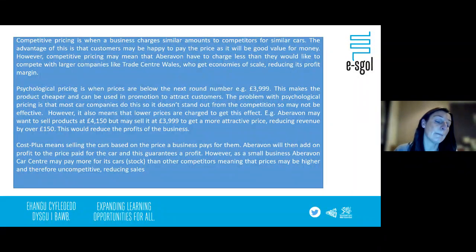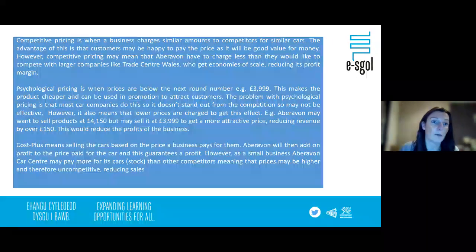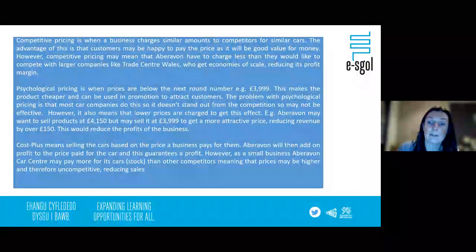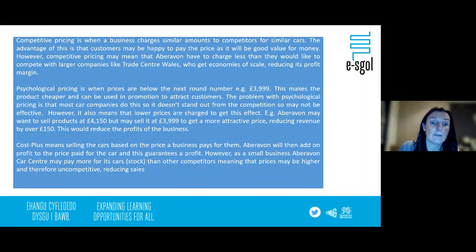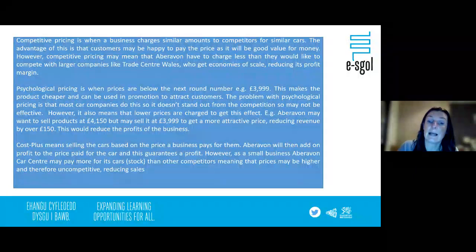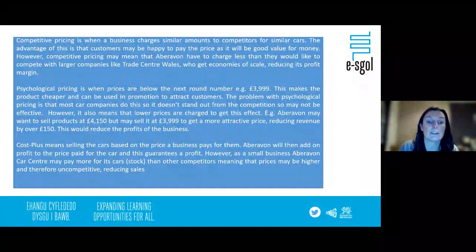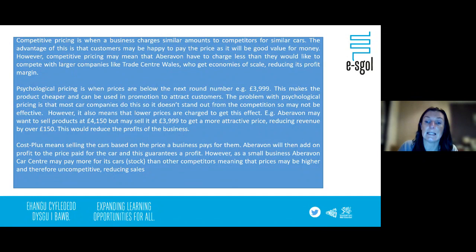And then you've got, and again, you could have talked about any of the pricing strategies, I chose these three, cost plus pricing. Cost plus pricing means selling the cars based on the price the business pays for them. And then Aberdaron will then add on a profit to the price paid for the car, and this guarantees a profit. However, as a small business, Aberdaron Car Centre may pay more for its car stock than other competitors, meaning that prices may be higher and therefore uncompetitive, reducing sales. Just to give you an idea of how you could have answered that question.